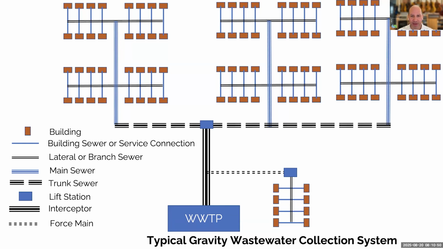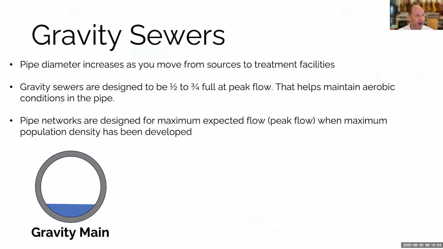Today, we're going to focus, like I said, on gravity sewers. So a couple things to know about them. As I mentioned, pipe diameter is going to increase as you move from source to treatment facilities. Gravity sewers are not designed to be pressurized. In other words, they're not supposed to run full. They are designed to run at a maximum somewhere between half and 3/4 full at peak flow.